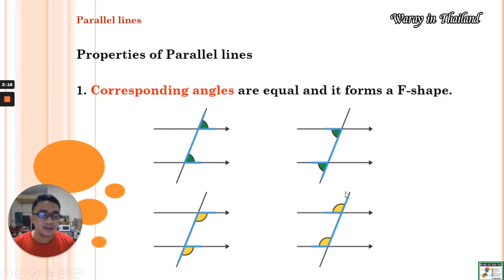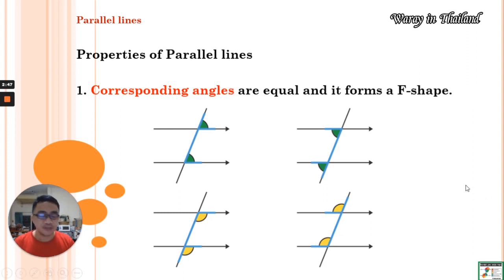The last one: this angle is equal to this angle. This is also a corresponding angle pair. One is outside or exterior and one is on the interior side, the same side of the transversal line, on the left side. Again, those are corresponding angles and they are equal. It forms a letter F, and the two angles are on the same side of the transversal line. One is outside and the other is inside.